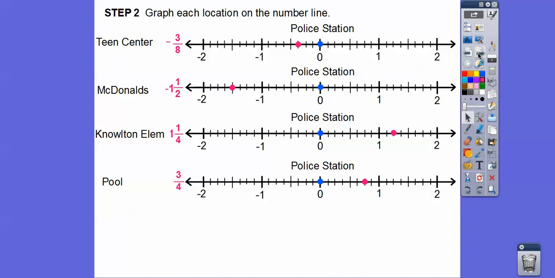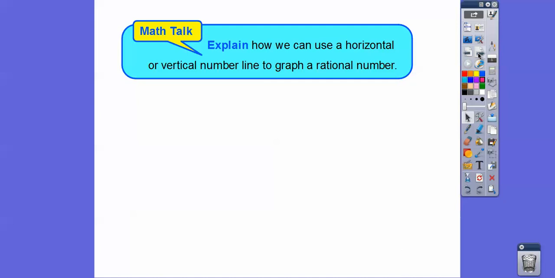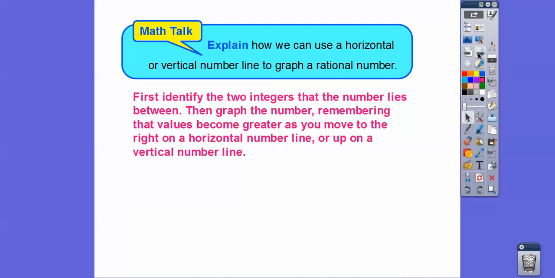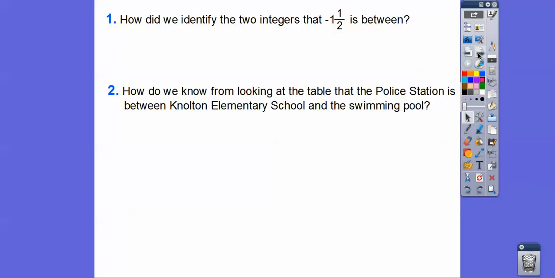Okay, so if they asked us, we can figure out which one is the furthest to the left, which one's the furthest to the right, and all that stuff. So let's answer some questions here. Explain how we can use the horizontal or vertical number line to graph a rational number. Well, first identify the two integers that the number lies between, and then we just graph the number, remembering that the values become greater as you move up or as you move to the right on a number line. So as you go up, they become bigger. As you go to the right, they become bigger.